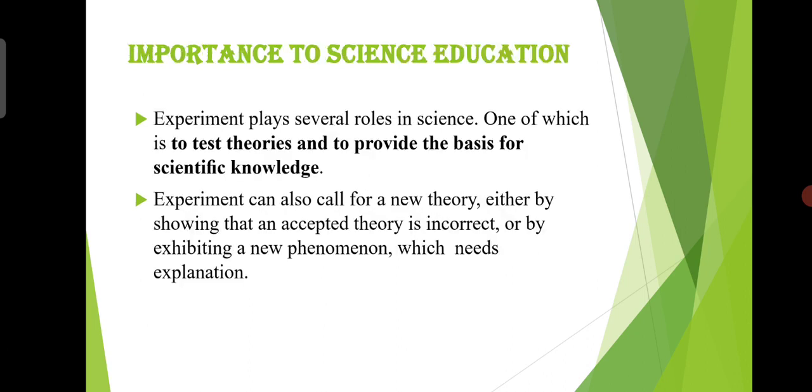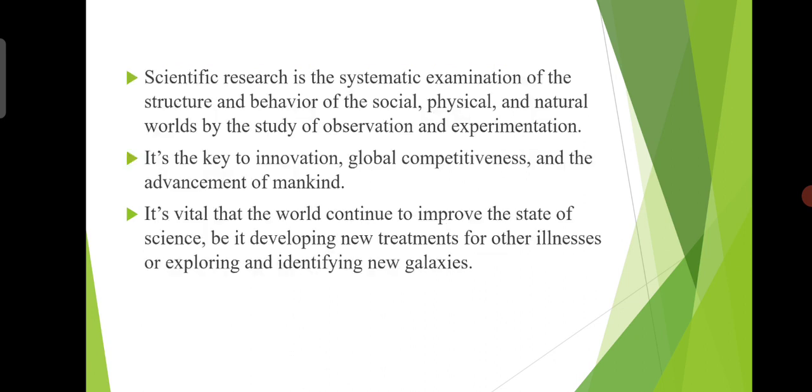Next, importance to science education. Experiment plays several roles in science, one of which is to test theories and to provide the basis for scientific knowledge. Experiment can also call for a new theory by showing that an accepted theory is incorrect, by exhibiting a new phenomenon which needs explanation. Scientific research is a systematic examination of the structures and behavior of the social, physical and natural worlds by the study of observation and experimentation.